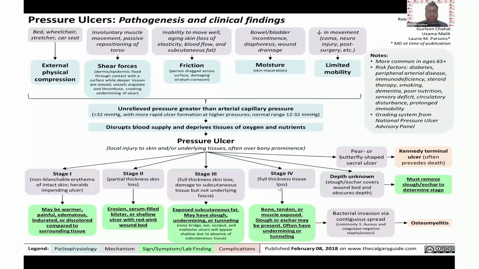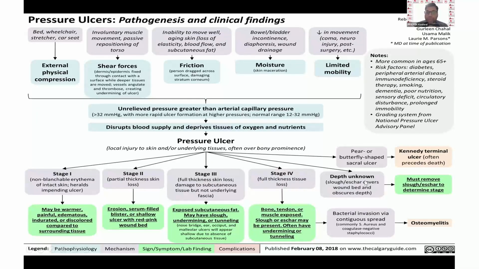Stage 4, a full thickness tissue loss, which leads to further treatment, as skin grafting is required, because it exposes the bone, tendon, and muscle. Slough and eschar may be present, often with undermining and tunneling also. And a pear or butterfly-shaped sacral ulcer, a Kennedy terminal ulcer, often precedes that because it's the deepest part of the ulcer, causing the most harm to the patient.